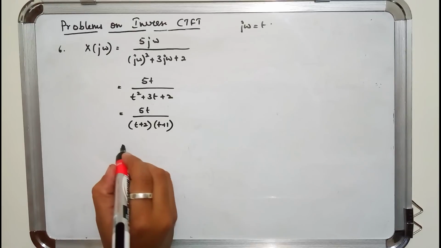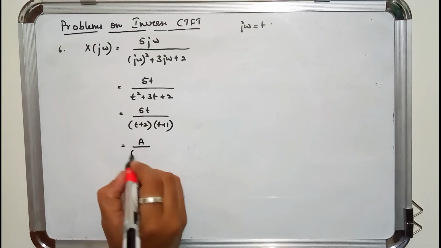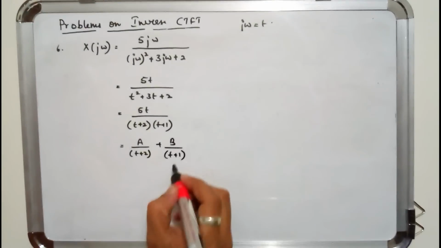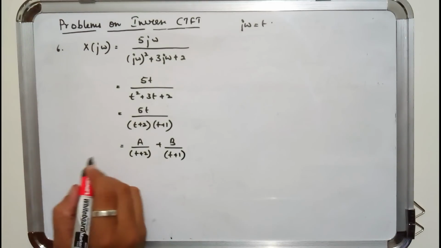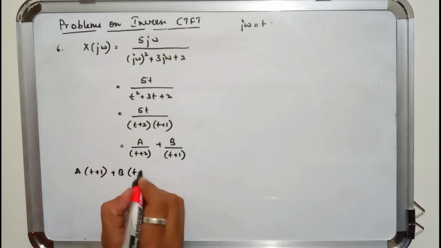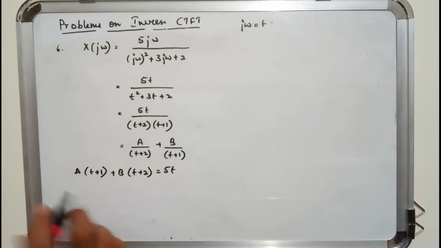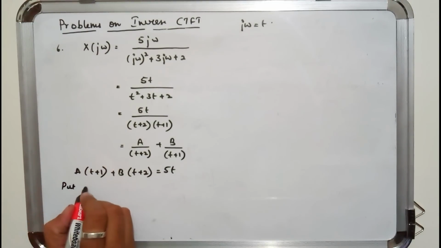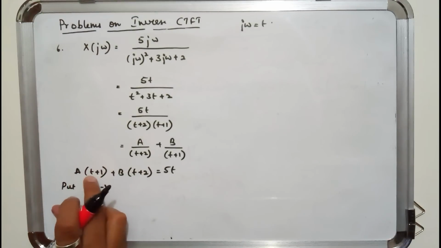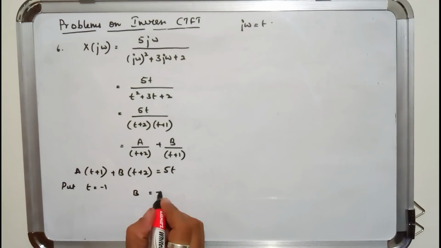So by partial fraction, this can be reduced as a by t plus 2 plus b by t plus 1. Now the partial fraction equation, what I get is a into t plus 1 plus b into t plus 2 is equal to 5t. Now how do I get the values of a and b? Put t is equal to minus 1. So a will be 0 here, since minus 1 plus 1 is 0. Minus 1, I will be getting b is equal to minus 5.